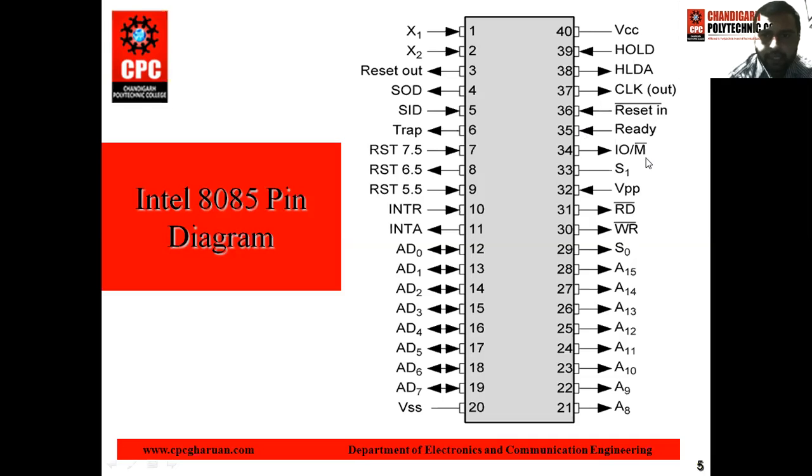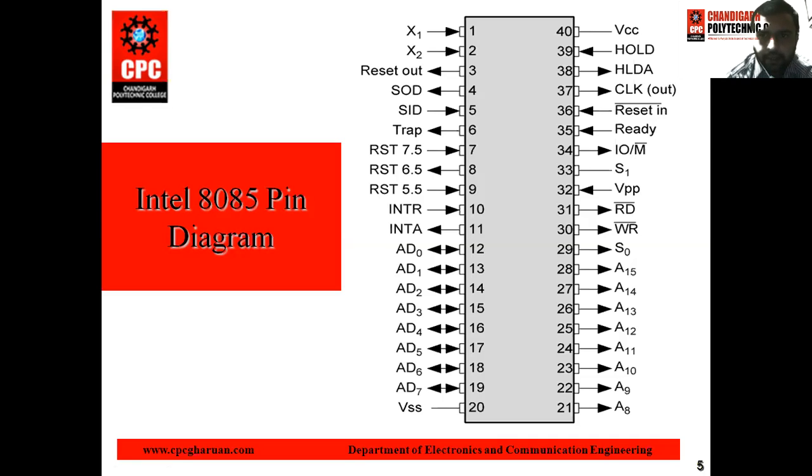After that, next is pin number 34, that is the IO/M bar pin, input output / memory bar. This pin shows which devices the microprocessor is performing the operation with. If the microprocessor is working with input output devices, then the value of this pin is 1. If the value of this pin is 0, then the microprocessor is performing the operation with memory devices.